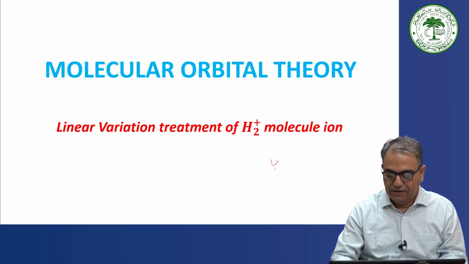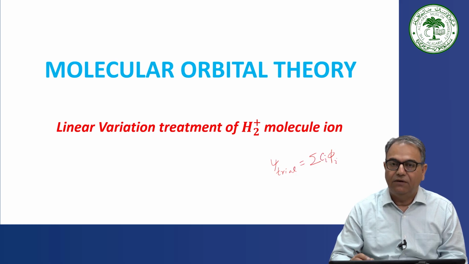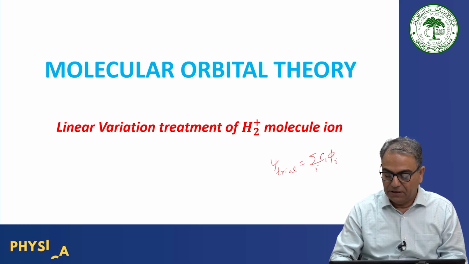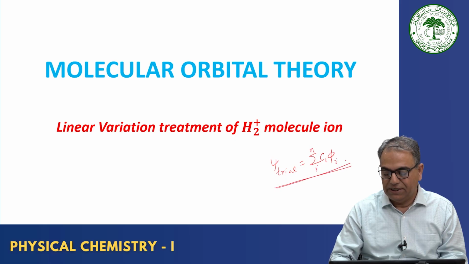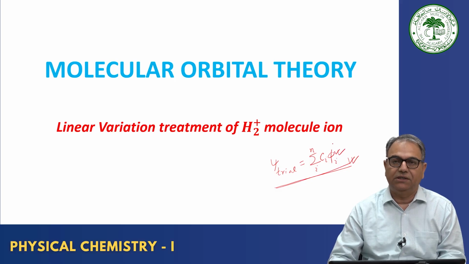psi trial, and that psi trial is a summation of different functions phi i with a coefficient Ci, which is the variation parameter, for i from 1 to n, whatever the number of functions you can take. So this psi trial function we take in the linear variation treatment, and since it's a linear combination of different functions, it's called linear variation treatment.